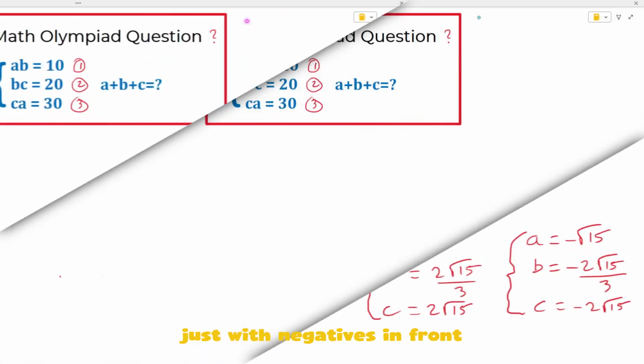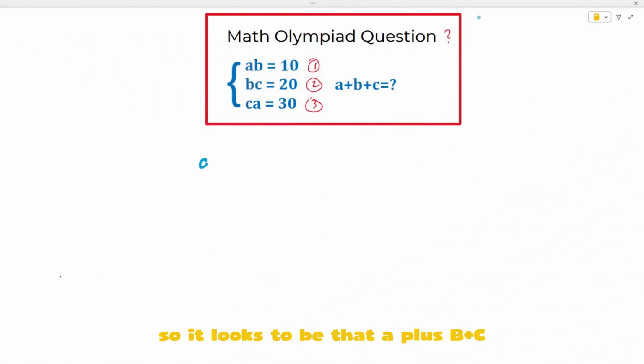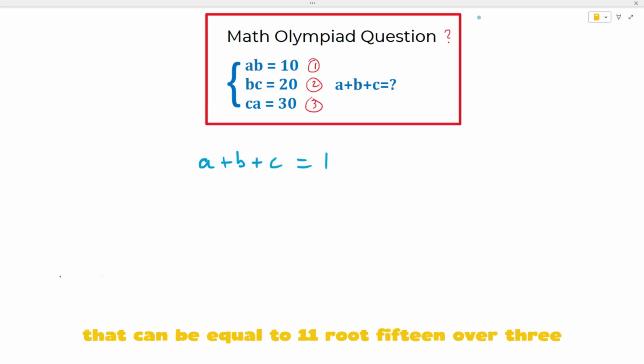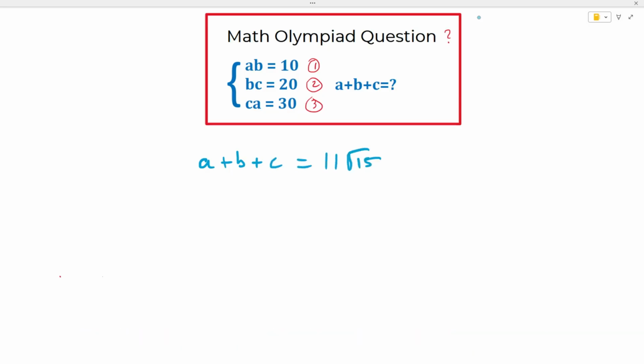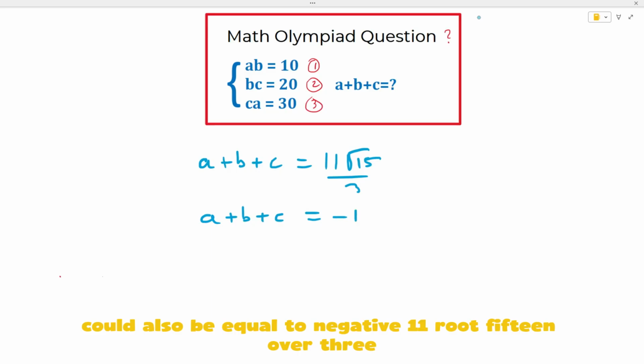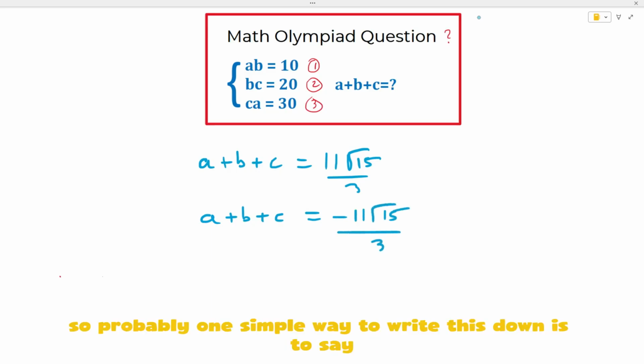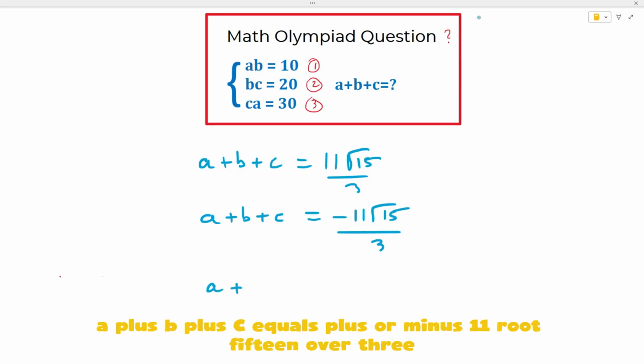So it looks to be that A plus B plus C can be equal to 11 root 15 over 3. But it could also be equal to negative 11 root 15 over 3. So probably one simple way to write this down is to say A plus B plus C equals plus or minus 11 root 15 over 3.